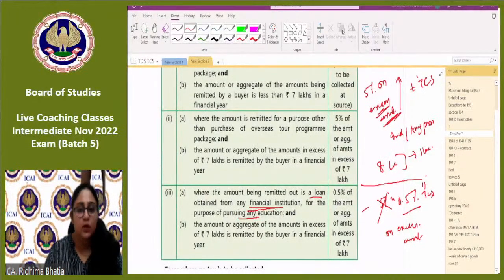Great. Next is the extremely important section 206C 1H. Please, everyone on the screen, extremely important section.